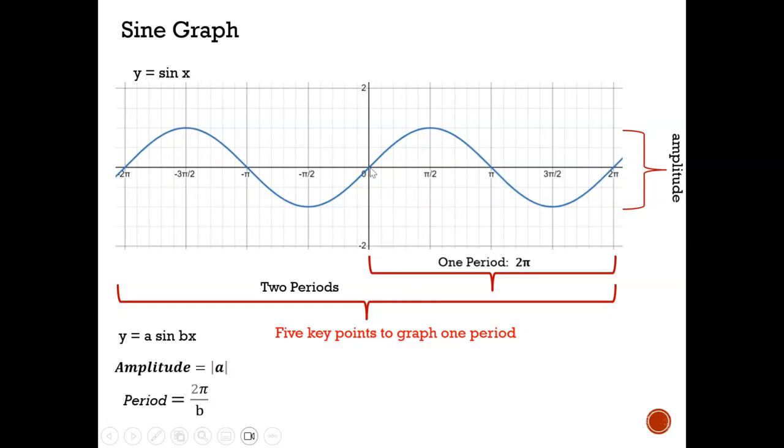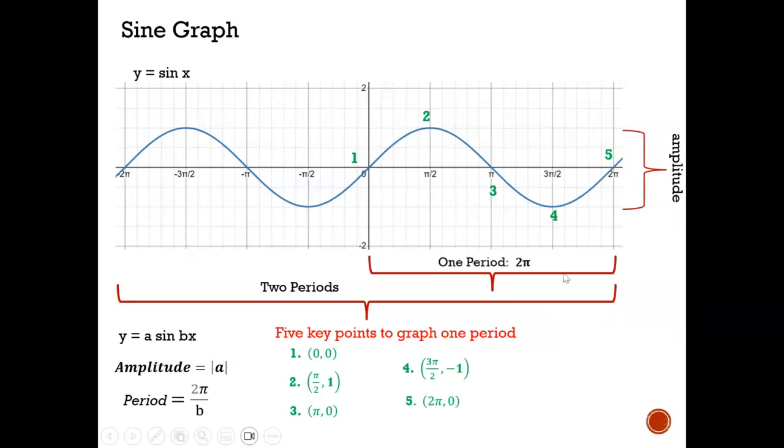For example, you see this is the first point, which is (0, 0). My second point will be (pi over 2, 1). My third point will be (pi, 0). My fourth point will be (3 pi over 2, negative 1). And my fifth point will be (2 pi, 0). So these are the 5 key points for you to be able to graph 1 period. Every trig function, when you graph it, needs to have those 5 key points. So I'm going to show you how to find those 5 key points.